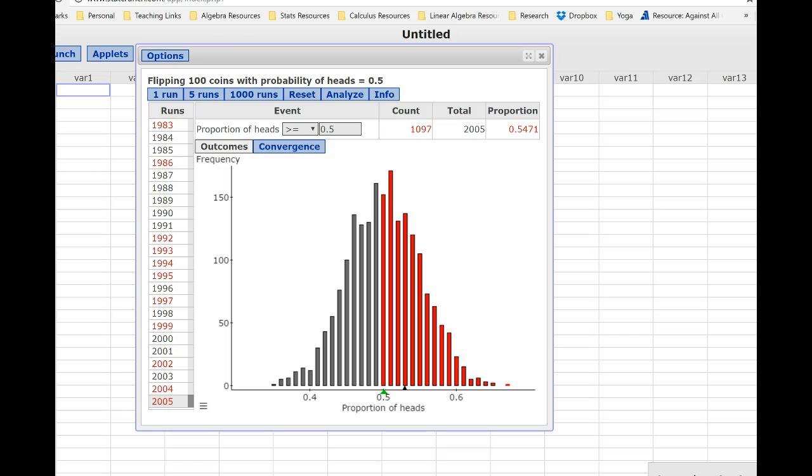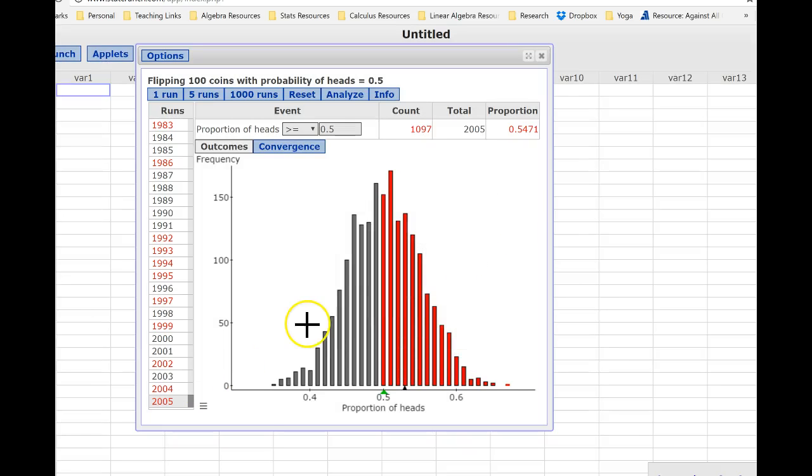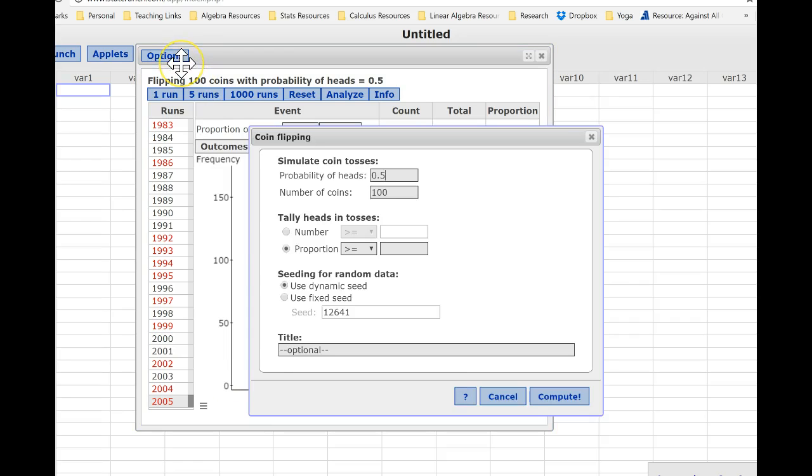So let's keep in mind when we're here, it looks like we're about 0.35 to 0.65 about. You could even click on these and feel out, okay, 0.67 was our highest one. So we can actually see where these are. If I go back to my options, what we just said is that if we increase our sample size, we should get less spread out. It should be harder and harder to get away from 50%.